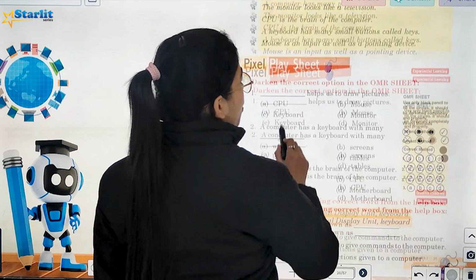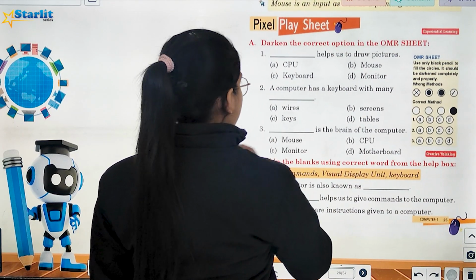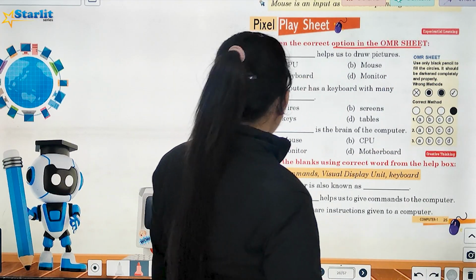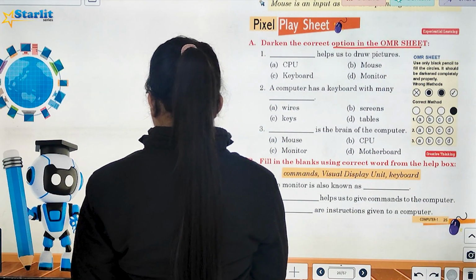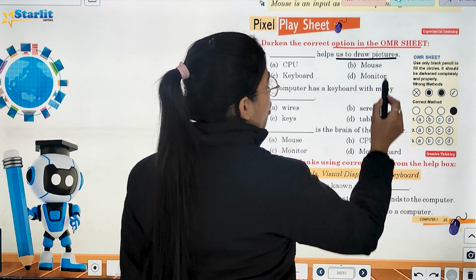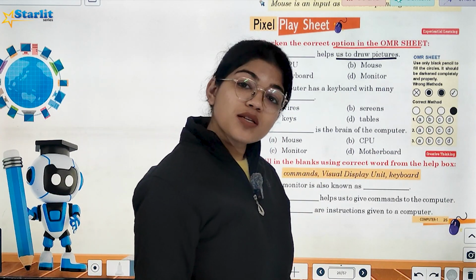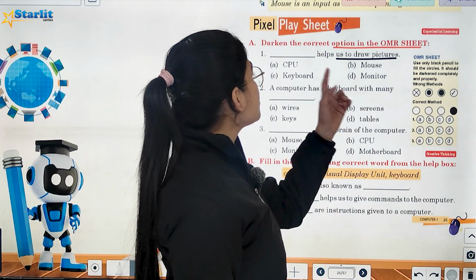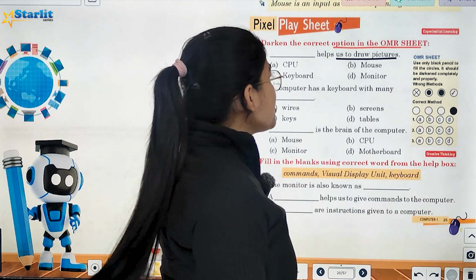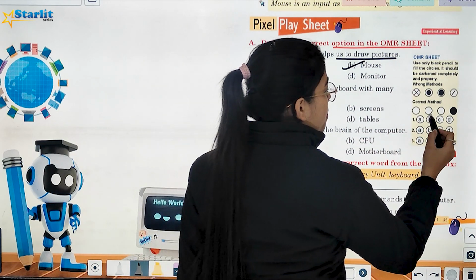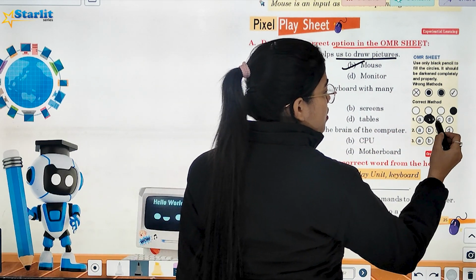Now next we come to what? Exercise portion. ठीक है, चलो. So first of all, darken the correct option in the OMR sheet. See, first of all, dash help us to draw pictures. So इनमें से कौन सा part है कंप्यूटर का जिसके through we could draw pictures? That is CPU, mouse, keyboard और monitor. So pictures draw करने के लिए what we use? We use mouse. So option B is correct.